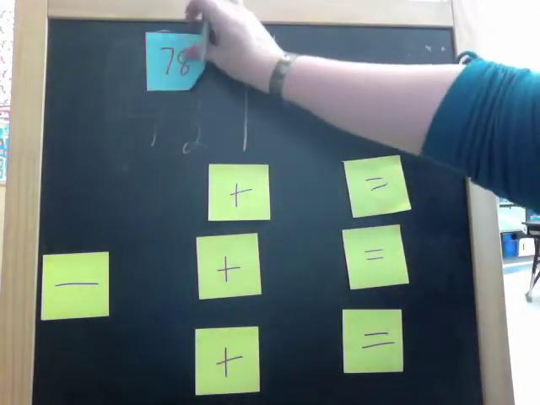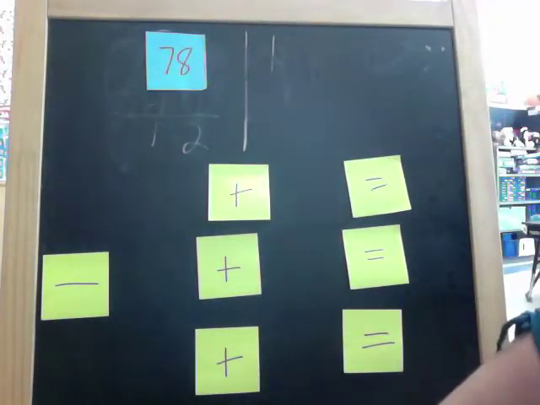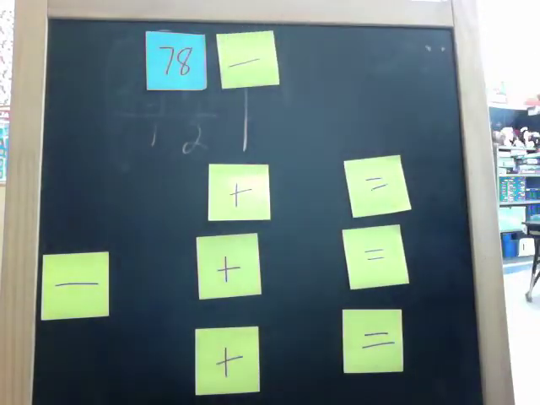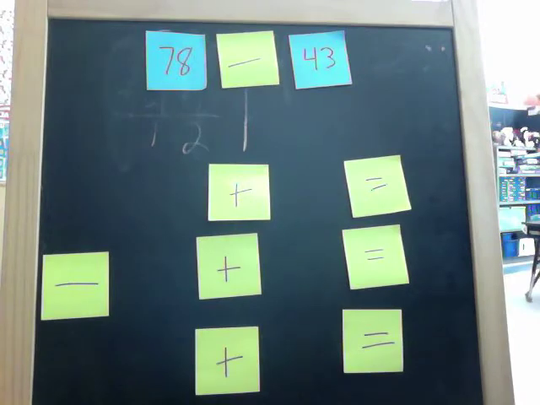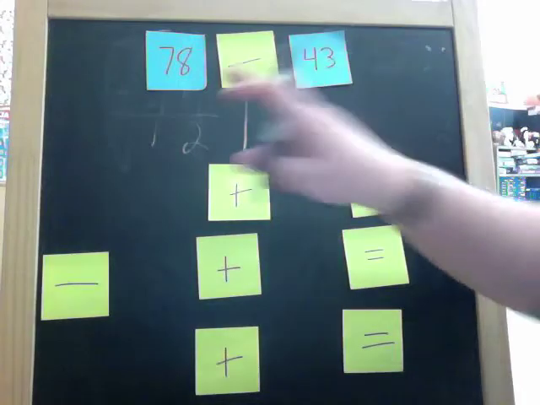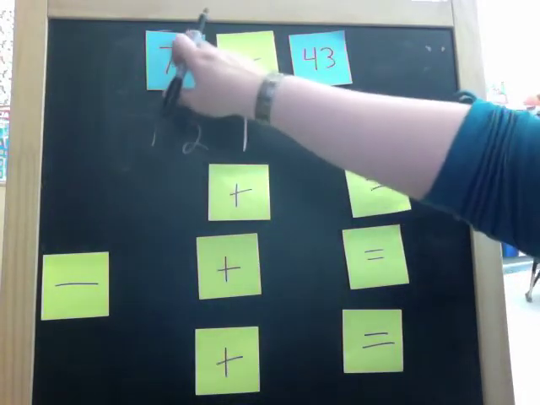Erase that. 78 minus, let's do 43. All right, 78 minus 43. Now we need to break out, or we need to expand our numbers here.